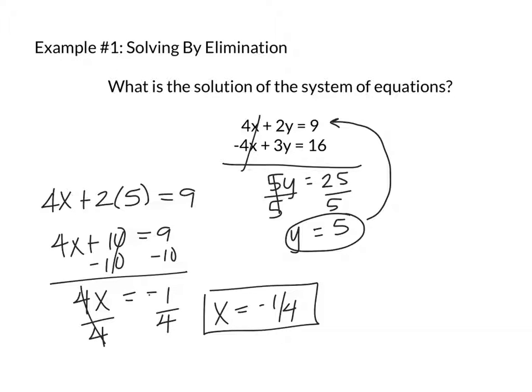So as a final answer, because remember a solution should be an ordered pair, as a final solution, we will get the ordered pair negative 1/4, 5. And that will be our final answer.